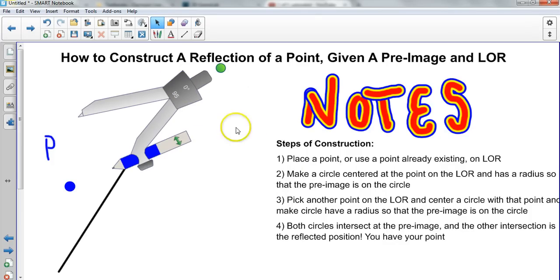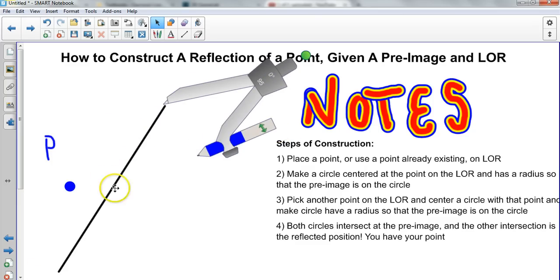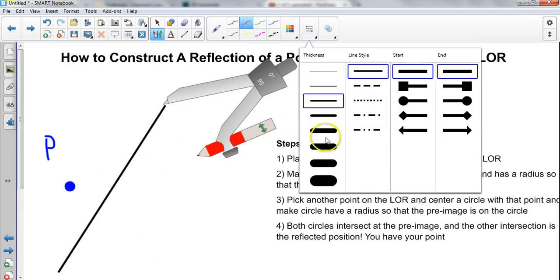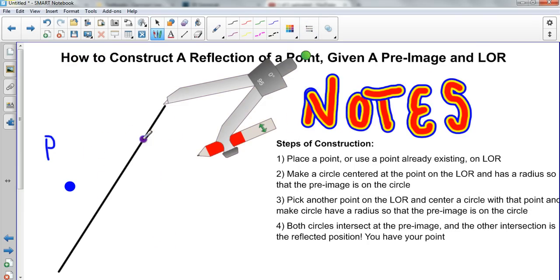Step 1 says place a point or use a point already existing on the line of reflection. Sometimes we have points already on the line of reflection. We can just use those. We just need any point on the line of reflection. So this example doesn't have any. So again, I'm just going to grab my pen here and I'm just going to put a point like that, red one. I'm just going to follow the steps. So place a point on the line of reflection.